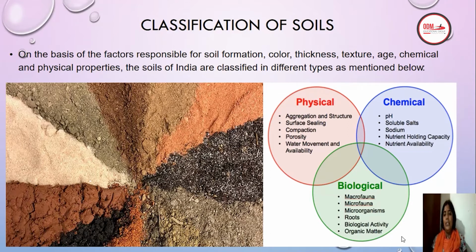Then I tried to show you the physical factors, chemical factors, and biological factors that determine the classification of soil. In physical factors, we have aggregation and structure, surface sealing, compaction and porosity, water management and availability. In chemical factors, we have pH value, soluble salt, sodium, nutrient holding capacity, and nutrients available in the soil. In biological factors, we have macrofauna, microorganisms, roots, biological activity, and organic matter.